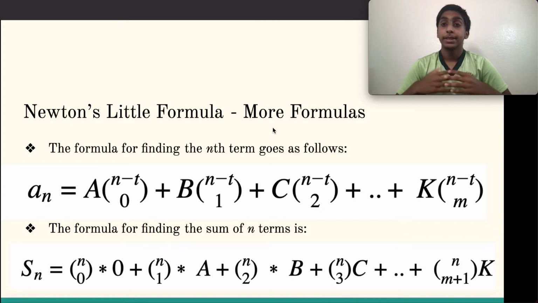And that was the formula for finding the nth term. If they give you a problem like find the 7th term of this sequence, then you use that formula. But now the formula down here is the one I'm going to use when they ask me to find the sum of a sequence. And this will be found by using n choose 0 times 0, plus n choose 1 times a, plus n choose 2 times b, plus n choose 3 times c, plus so on till you get to n choose m plus 1 times k.